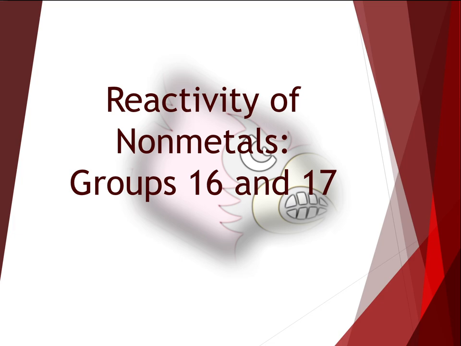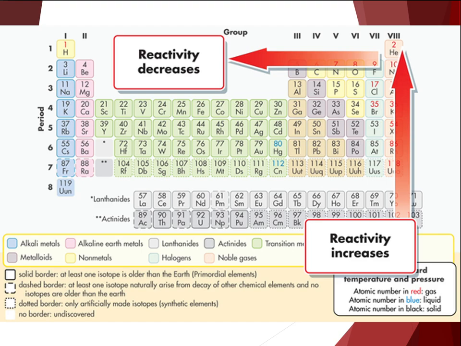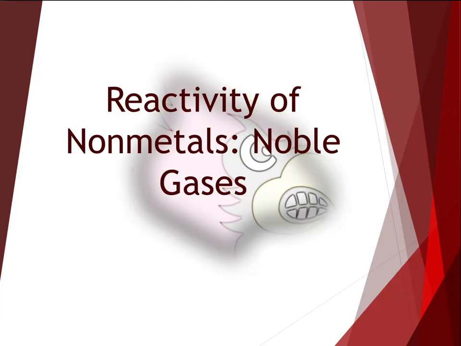Reactivity of nonmetals, groups 16 and 17. As we move to the right within the periodic table, we find that reactivity of the nonmetals increases. Whereas carbon in group 14 and nitrogen in group 15 are relatively non-reactive, oxygen in group 16 is more reactive. Moving still further to the right are the halogens in group 17, and these elements are the most reactive nonmetals.